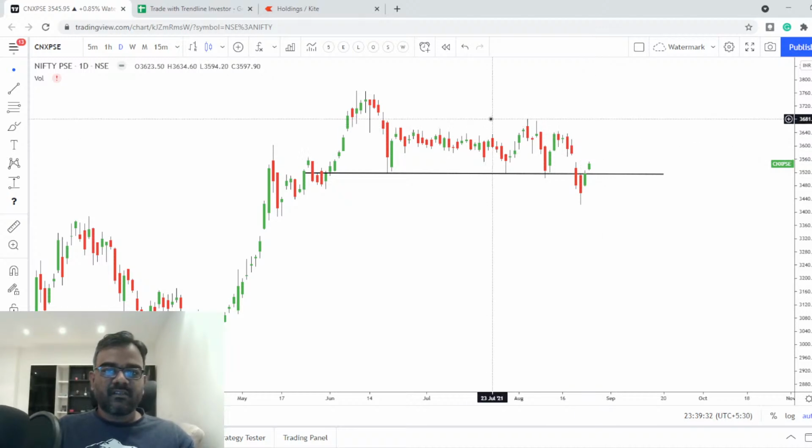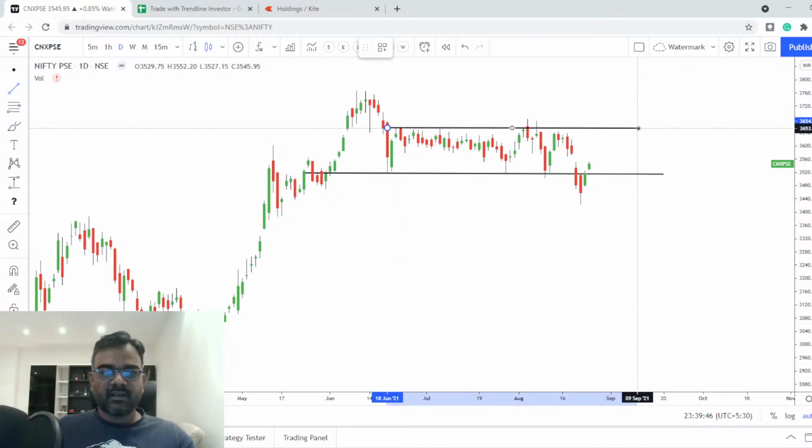But for me, the key reversal point would be 3681. We need to make again a higher high, higher low. So this was the previous higher low, and we broke that and have come down. So for this trend to be up again, it has to break out above this level.